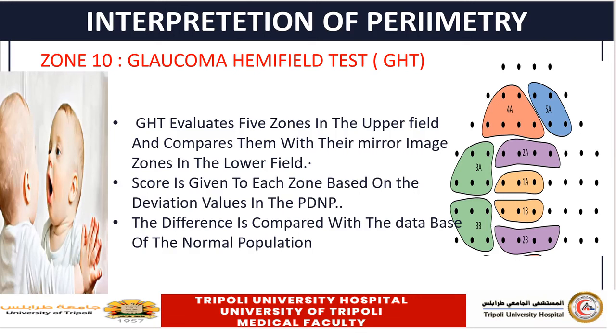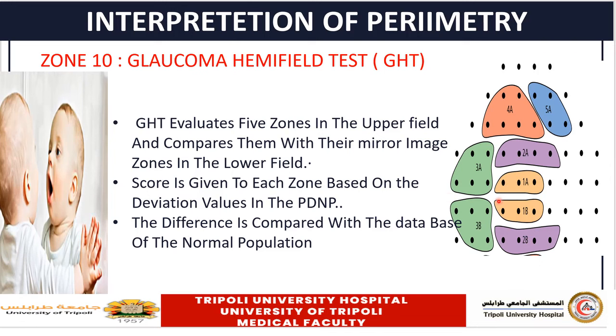The 10th zone of the perimetry map is the glaucoma hemifield test. This is newly added to the printout of the perimetry, and it evaluates and compares 5 zones in the upper hemifield with another 5 zones in the lower hemifield. Normally, there is similarity between the upper and lower zones. Accordingly, a score system of 5 grades is done based on the deviation of the values of the pattern deviation numerical plot, and each one is compared with the corresponding zone.